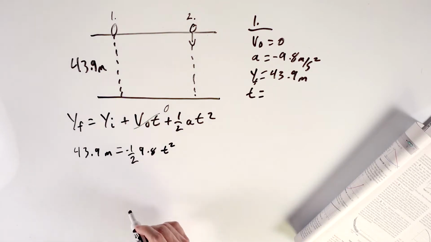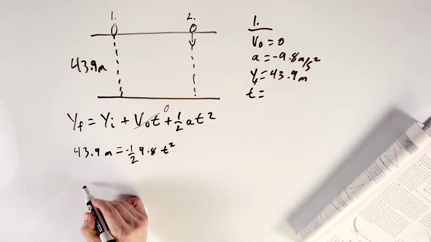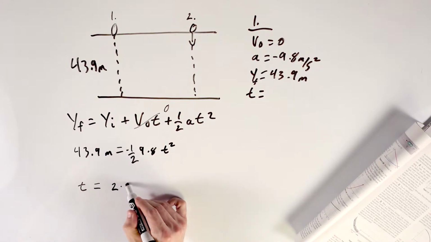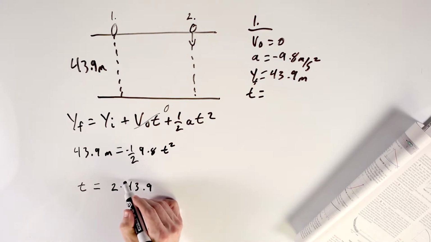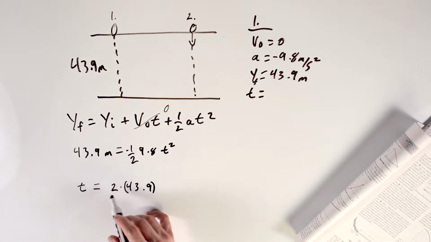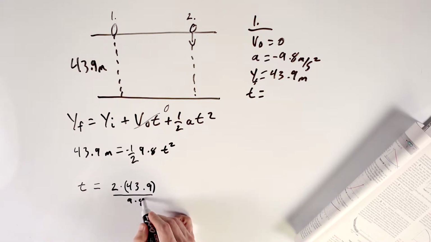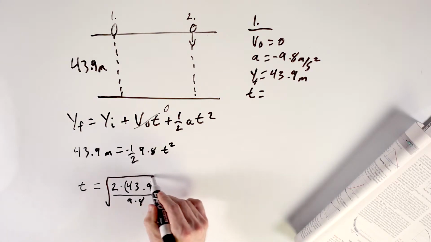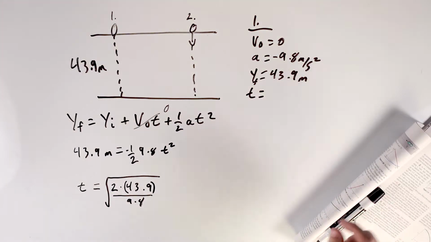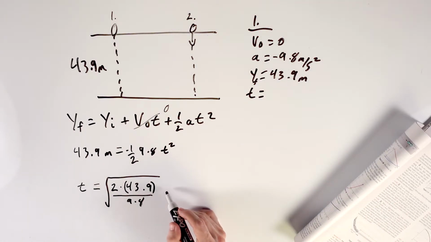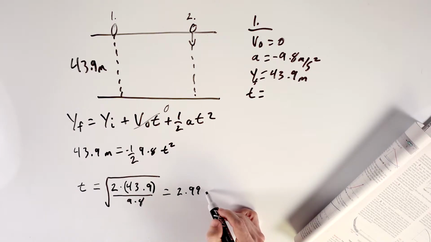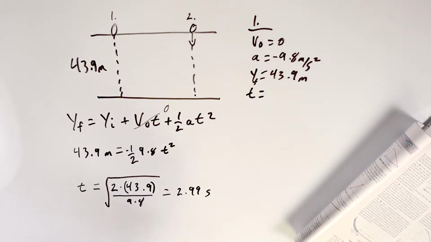So now all you have to do is solve for t. So you have t equals the square root of 2 times 43.9. I'll put a little parentheses in there just to make sure you know those are separate. And then this is divided by 9.8. And then of course this was squared, so we square root the other side. So that's the thing you want right there. So after doing this on the calculator, you should have 2.99 seconds. Okay, so this is time 1.